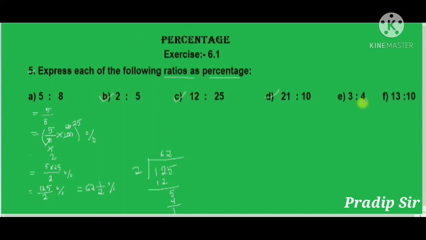So B is same like that, C also same like that, D also same like that, E is also same, F also same. So I think you can do this one.